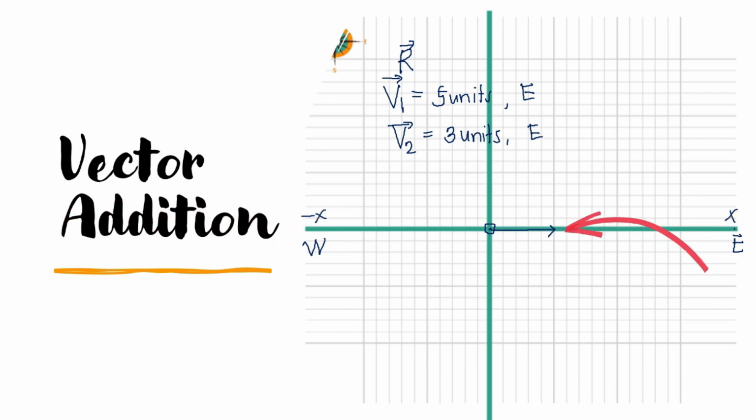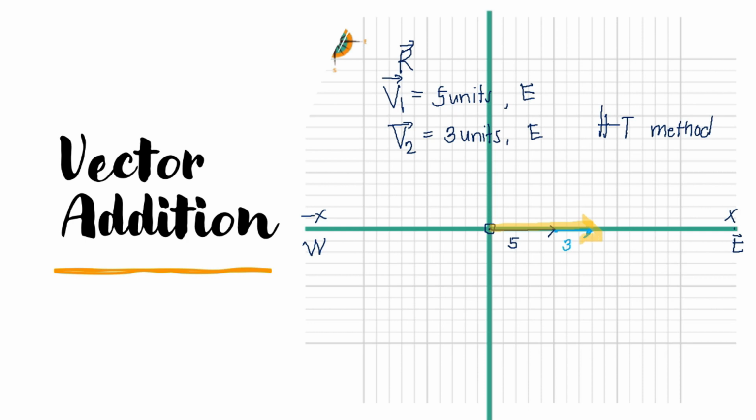For the resultant, we will just connect the tail of the first vector to the head of the last vector. So in this case, we will have straight line, okay, going to the east direction. So meaning, this yellow arrow is our resultant. We already know the direction. Alam na natin agad yung direction ng ating resultant. Okay, ang direction niya ay nasa east.